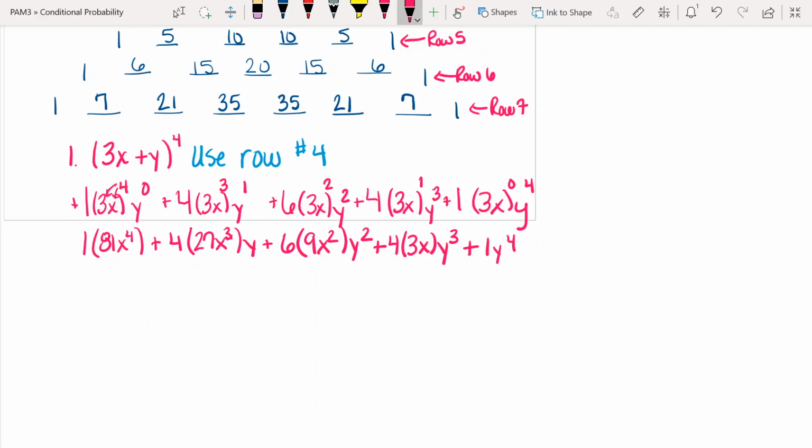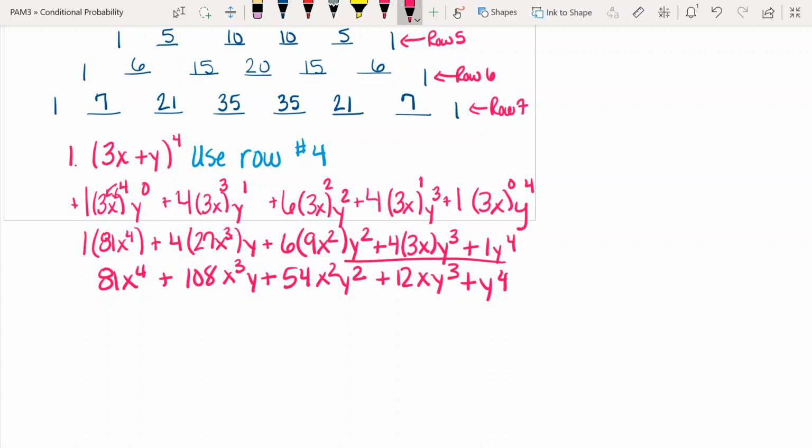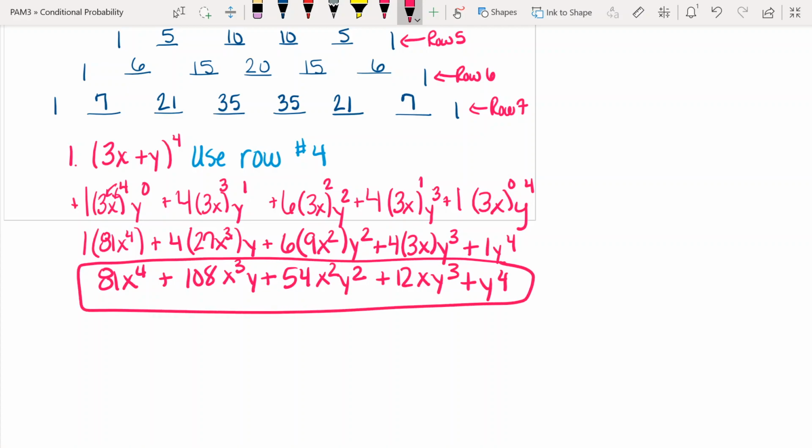And all we have left to do is multiply these together. So we get 81x^4 plus 108x^3y plus 54x^2y^2 plus 12xy^3 plus y^4. And we have expanded this binomial using Pascal's triangle.